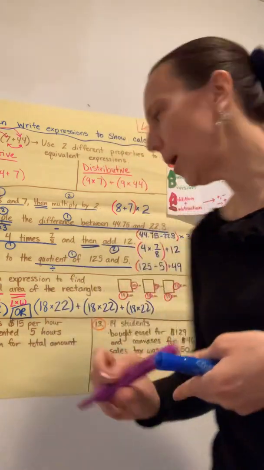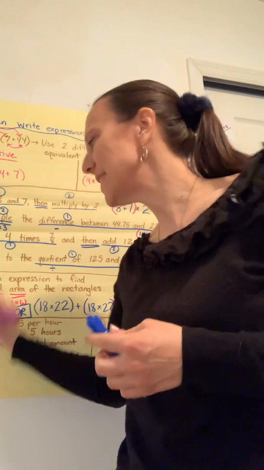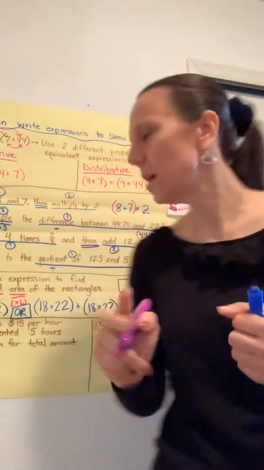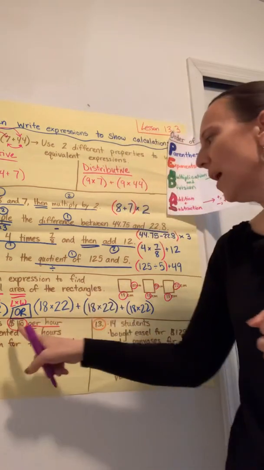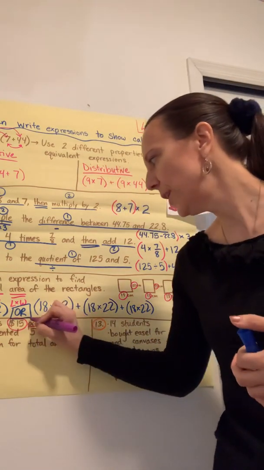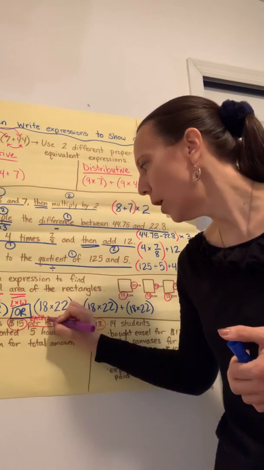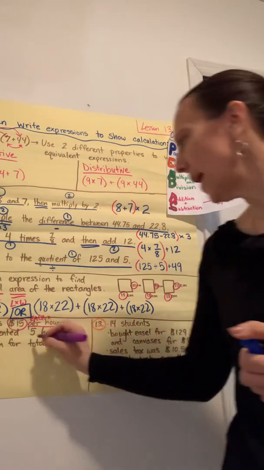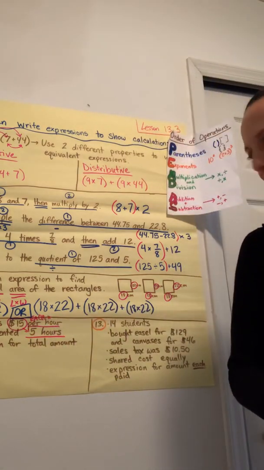So I need to know a couple things. The $25, that is a one-time fee. It only happens once. But the $15 is per hour. $15 for each hour. We know that this is a fancy word for each, which is a fancy word for multiply. Okay, and I see that it is 5 hours that he's doing it.